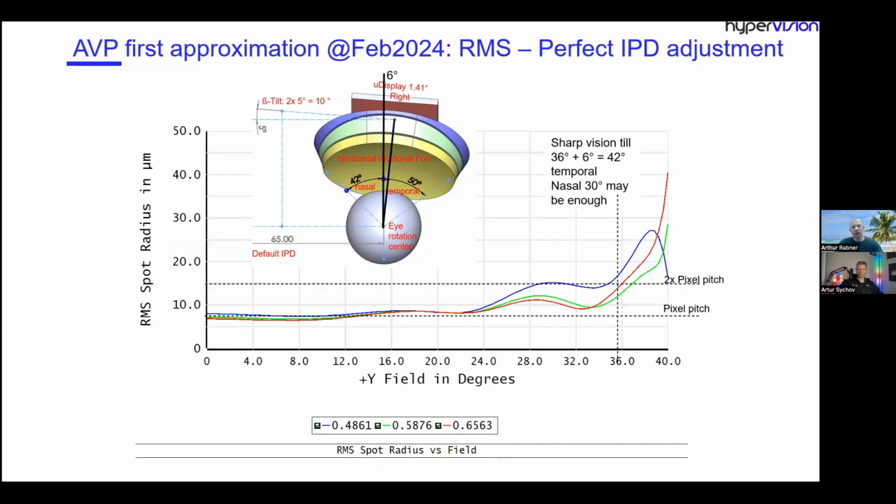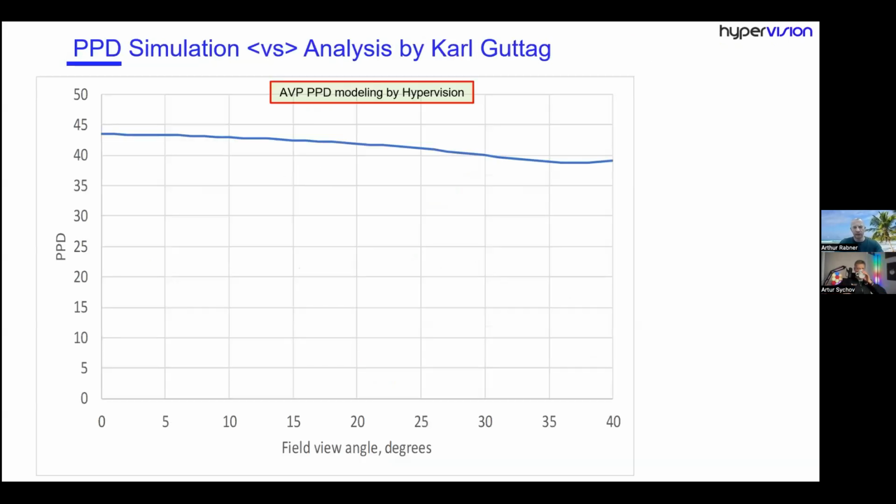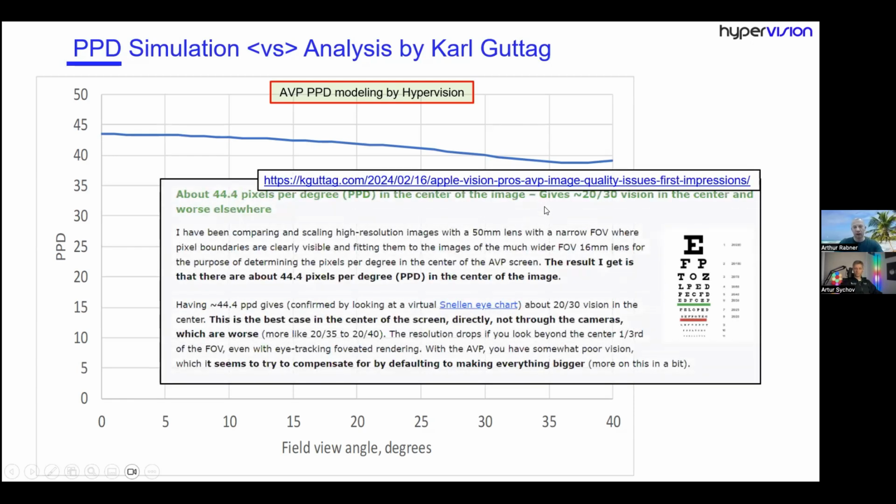Let's talk about pixels per degree. According to our model, it's in the middle, 44, and it's reduced to something like 39, and it's matching the analysis done by Karl Guttag.